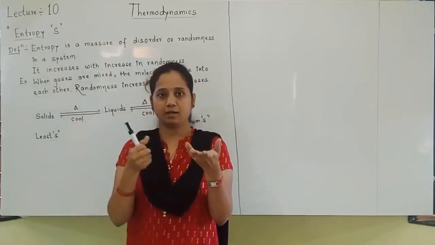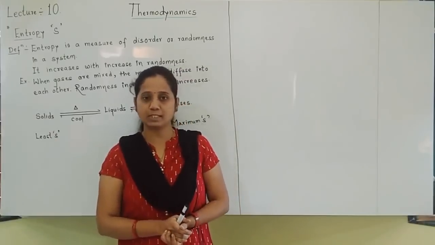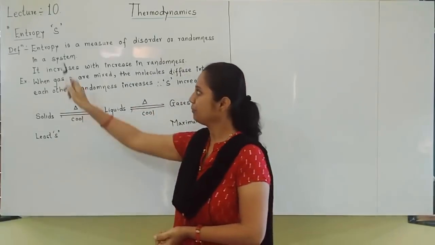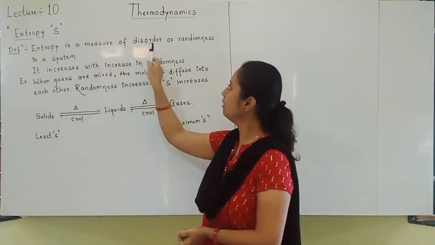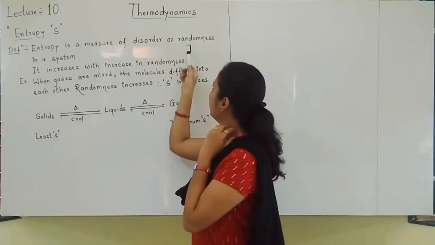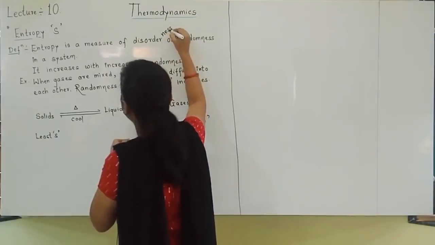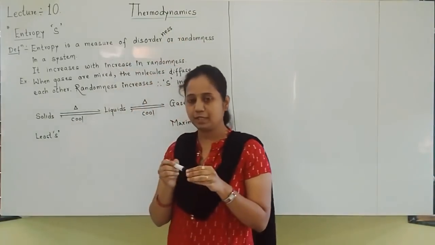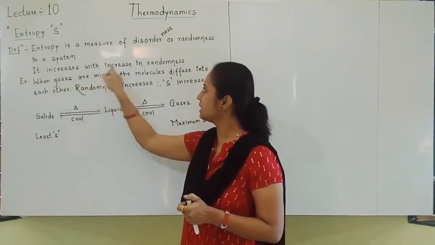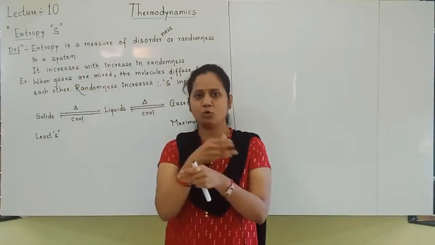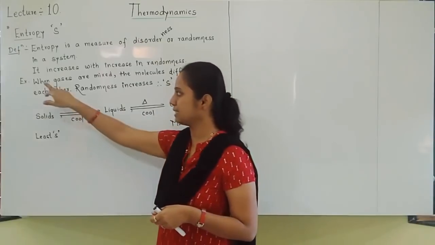What is entropy? Randomness, disorderness. Measure of randomness or disorderness is called entropy. So the entropy definition is, it is a measure of disorder or randomness in a system. Of course, disorderness increases with increasing randomness. The more random the movement is, the more disorderness there is.